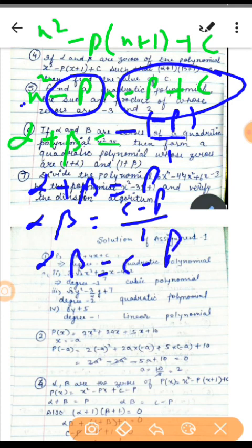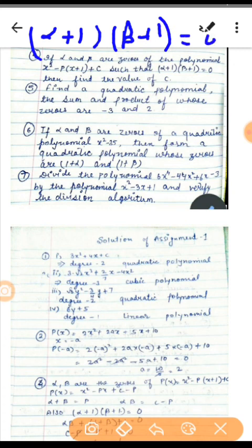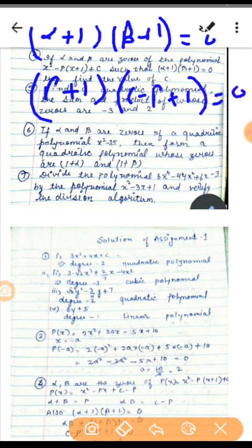Then also he said that alpha plus 1 into beta plus 1 is equals to 0. So what we got? Alpha is what? p, and beta is p plus 1. What is beta? That is c minus p plus 1 equals to 0. Okay, right?